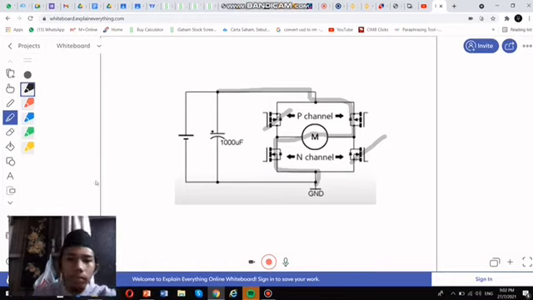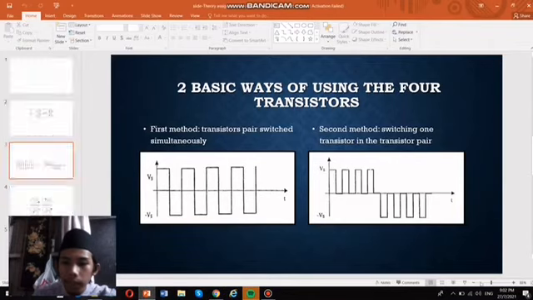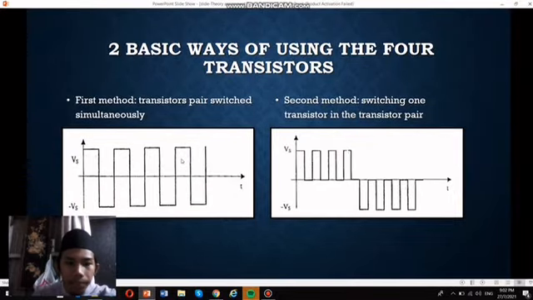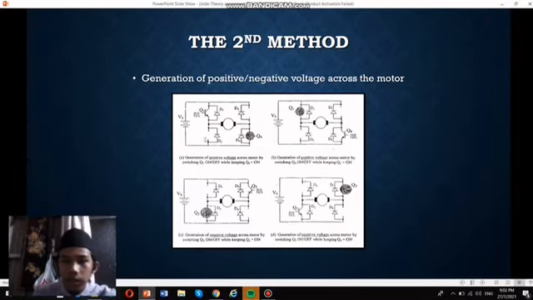Okay. This is the first method. First method is here, PWM waveform. The waveform is here. And the second method is Q1 is on or off while keeping Q4 always on. Otherwise, Q1 is always on and Q4 is on or off.